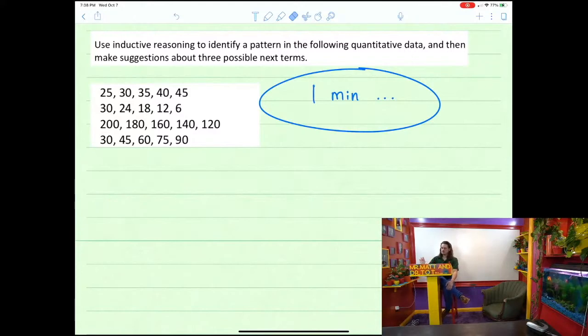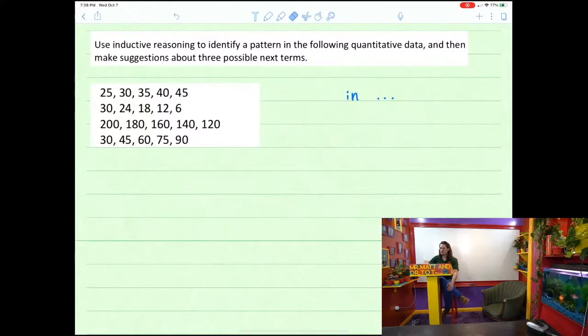Okay, so if we look at this first pattern, if you take 30 minus 25, the difference here is plus 5. 35 minus 30 is another plus 5 difference. 40 minus 35 is another plus 5 difference. 45 minus 40, again, plus 5 in difference. So we can generalize a rule here that each term in the sequence is 5 units greater than the previous term. So the next term would be 45 plus 5, which would be 50. 50 plus 5, the missing term, would be 55. Then 55 plus 5 would be 60.